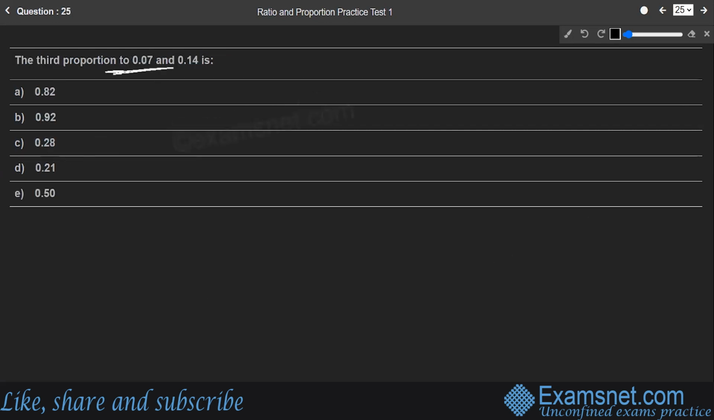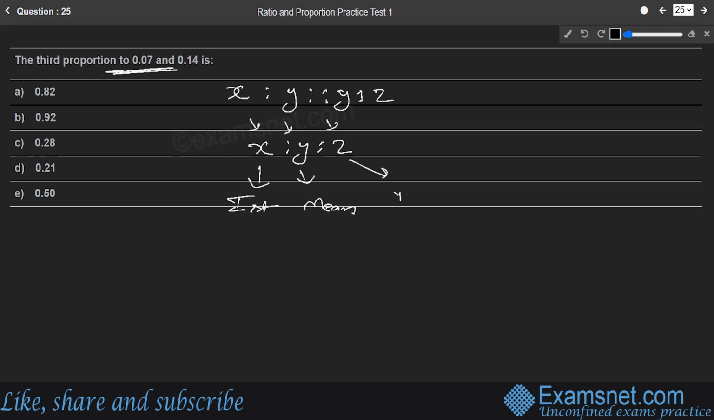Now, the third proportion to 0.07 and 0.14 is, okay, for this thing, we need to know how the things are connected in the proportion. If there are three numbers, let's say x is to y is in proportion with y is to z, we can also write this as x is to y is to z. When these three numbers are in proportion, the first number is said to be first proportion, second number is said to be mean proportion, and the third number is said to be third proportion.